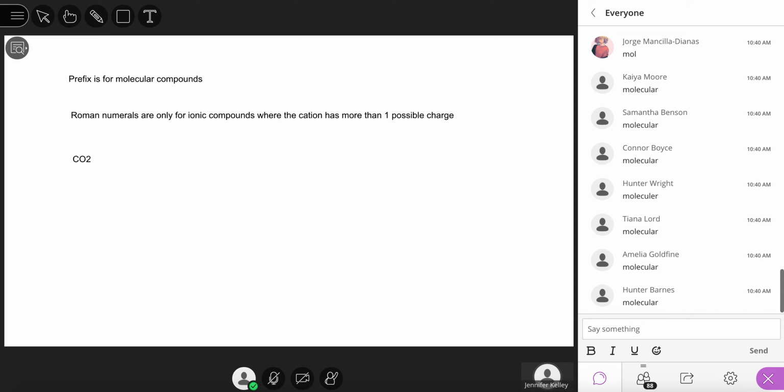Molecular. And the reason I know it's molecular is that carbon is a nonmetal and oxygen is a nonmetal. What about this one? It's ionic. And I know this is ionic because it's got a metal and a nonmetal.